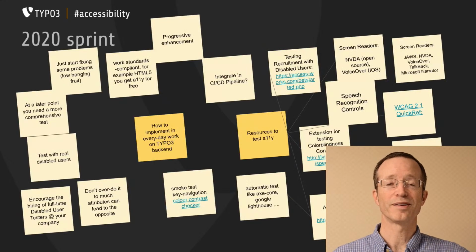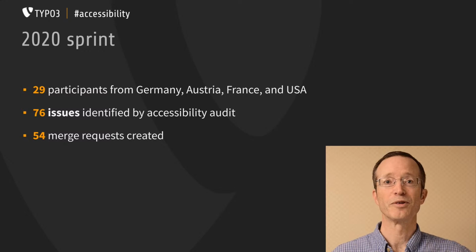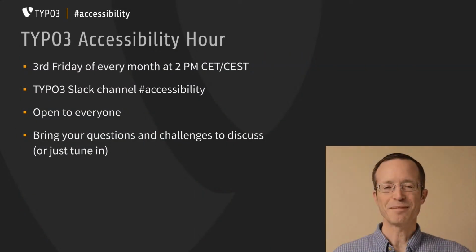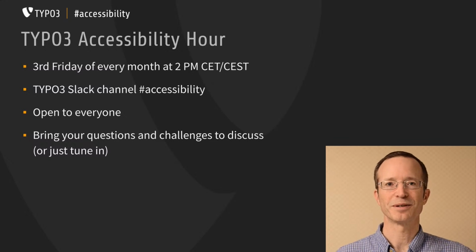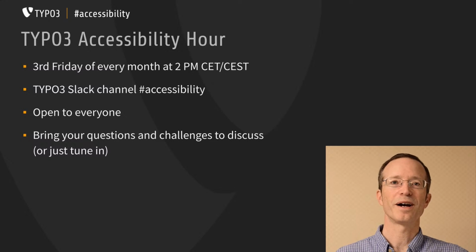Our first sprint as a team was in October 2020, and our next sprint will be held rather soon, I think in a couple months. It was great to have so many participants, including so many first-time contributors to TYPO3. The TYPO3 Accessibility Hour is an open forum to discuss TYPO3 related accessibility work and accessibility in general. So bring your challenges, bring your questions. It's also okay just to listen in. We've had a wide variety of folks attend over the last several months, and that's been great. Please join us next time.